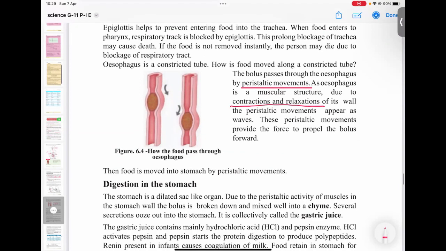So what you should remember about the esophagus? You should remember the peristaltic movement. What you should remember about the epiglottis? It will prevent the aspiration. Okay, so each thing you should know.